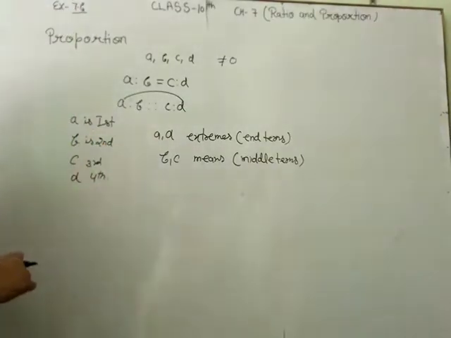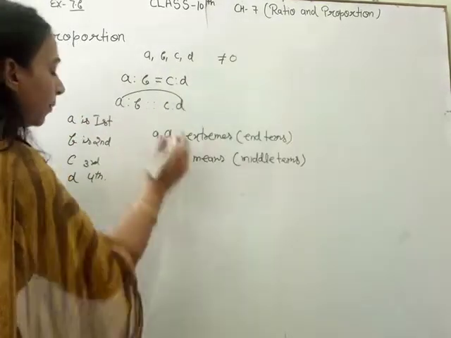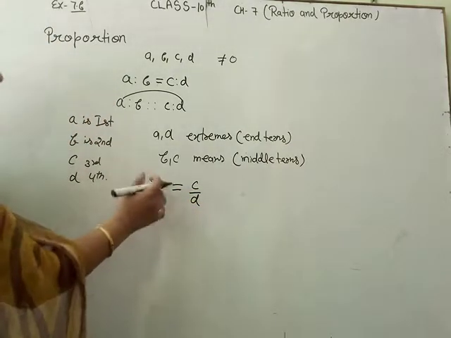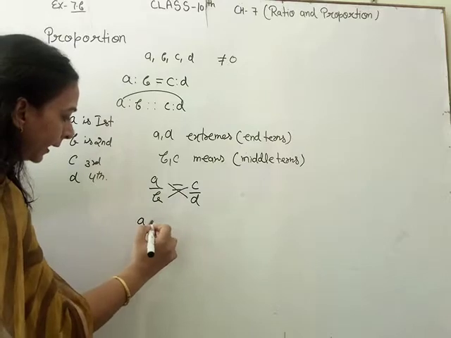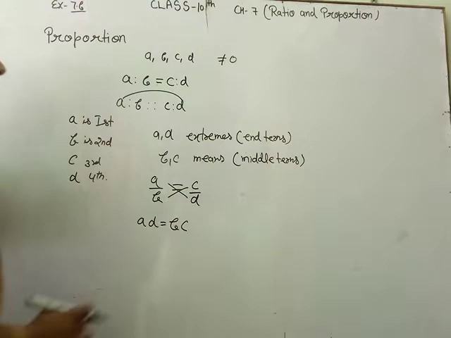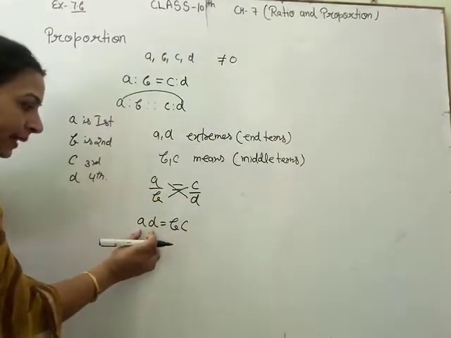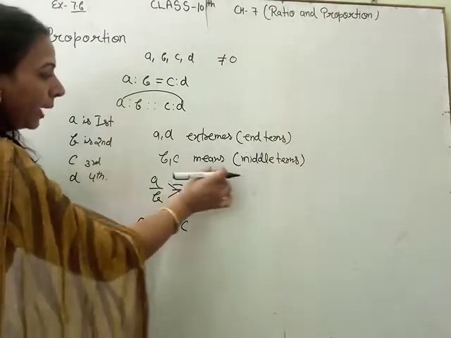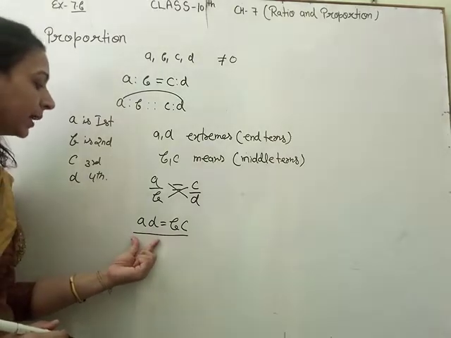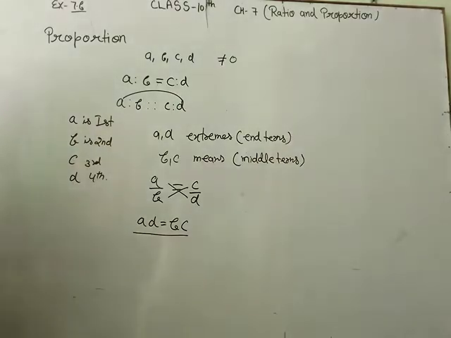Okay students, we write this A ratio B, that means A by B, proportional, that means equal, C ratio D, C by D. And we take cross multiplication, then AD equals BC. What is AD? Extreme terms. Multiplication of extremes equals multiplication of means. Then we have the result: multiplication of extreme terms equals multiplication of mean terms.